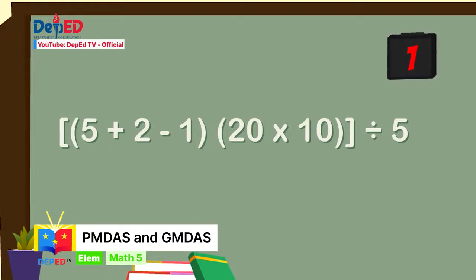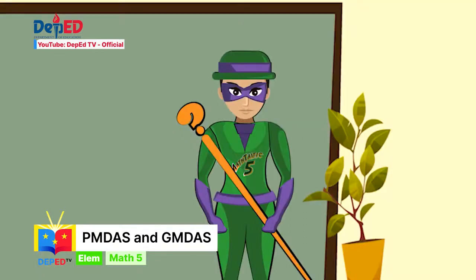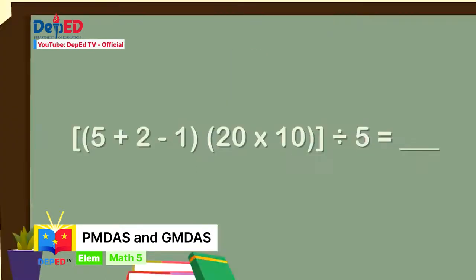Time's up! Math heroes, let's solve. The professor gave you this expression. [(5 + 2 - 1)(20 × 10)] divided by 5 equals blank. The first step is to apply Rule 1.